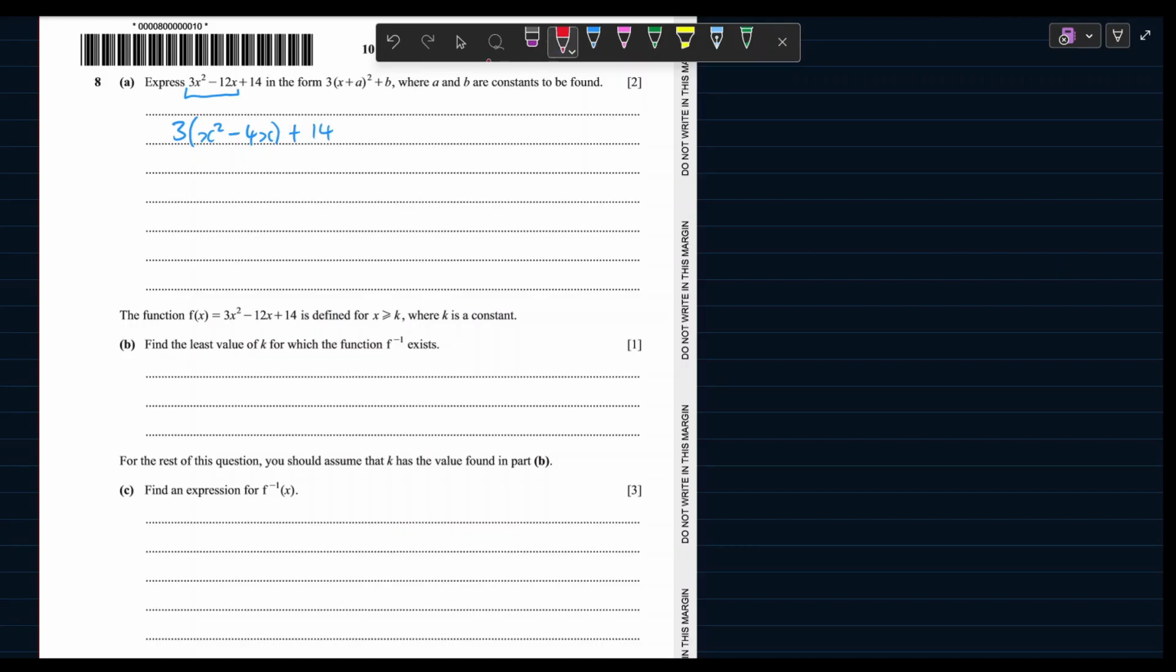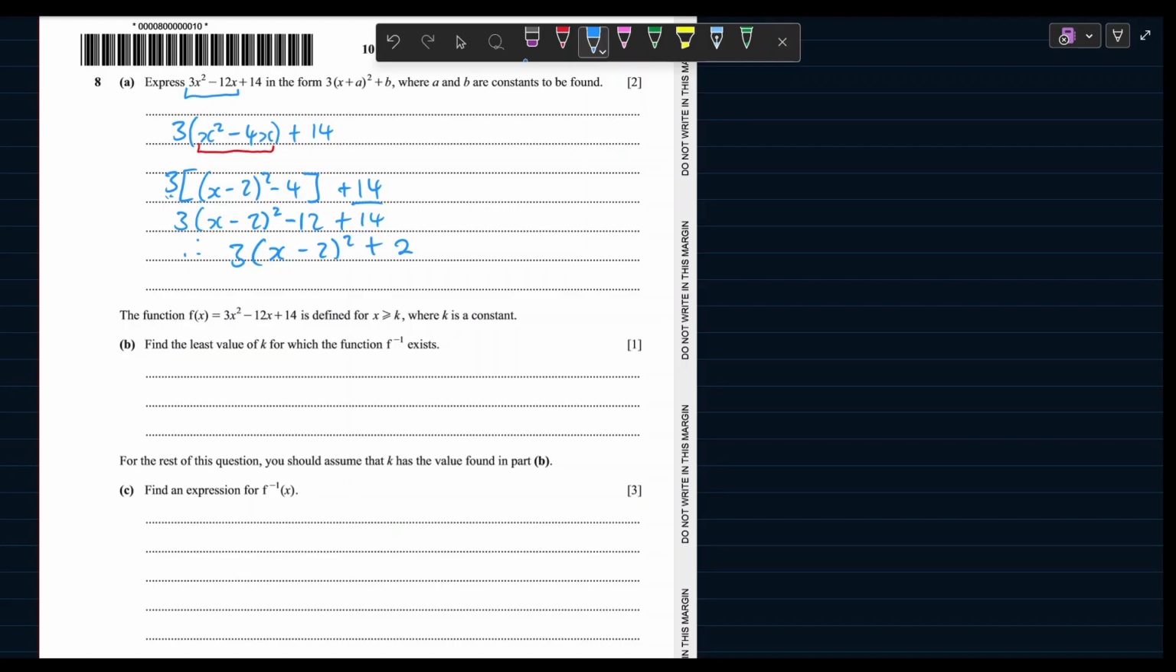And we want to complete the square for x squared minus 4x. So this becomes 3, then you've got (x minus 2) squared minus 4, plus 14. And now let's multiply through to get rid of our square brackets. So 3 times (x minus 2) squared, that's 3(x minus 2) squared. 3 times negative 4, that's negative 12, plus 14. So we get that the final answer should therefore be 3(x minus 2) squared plus 2.